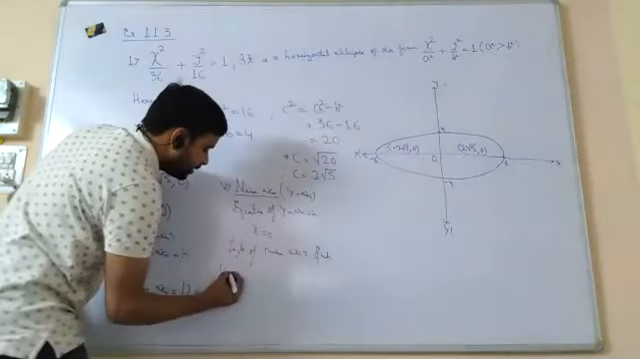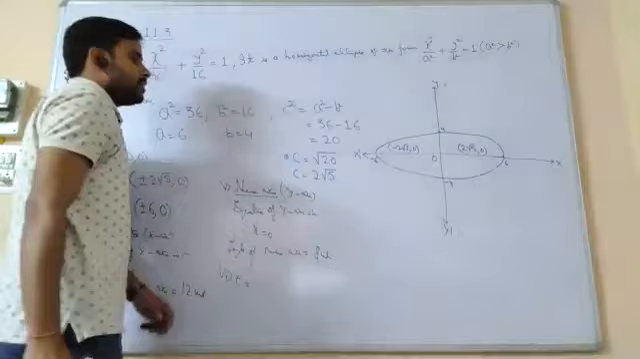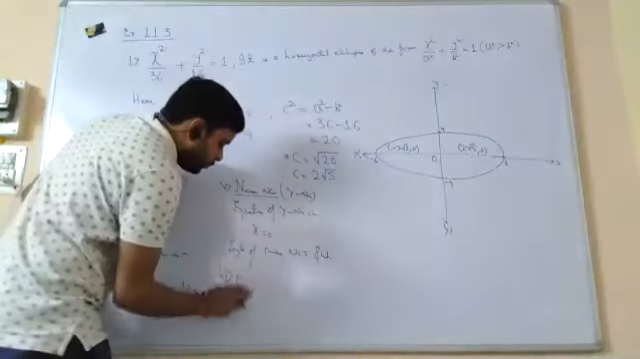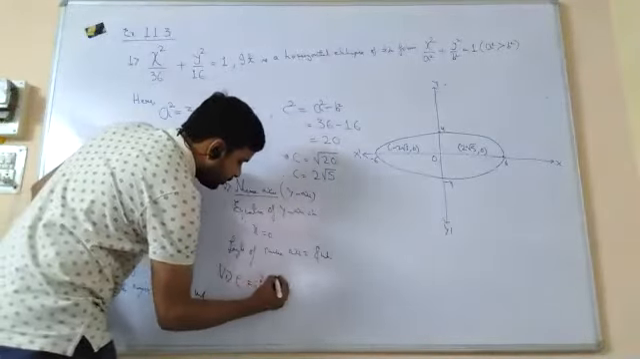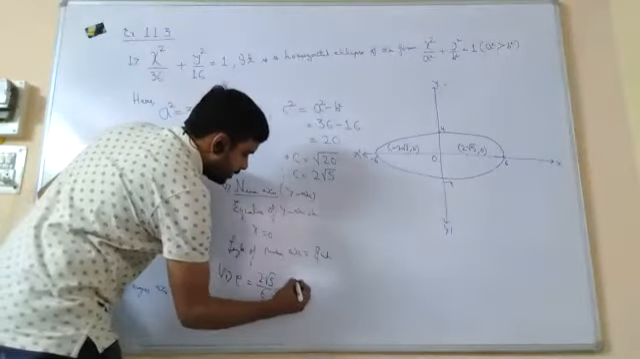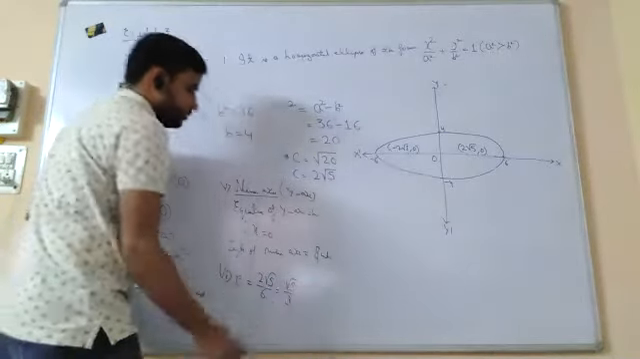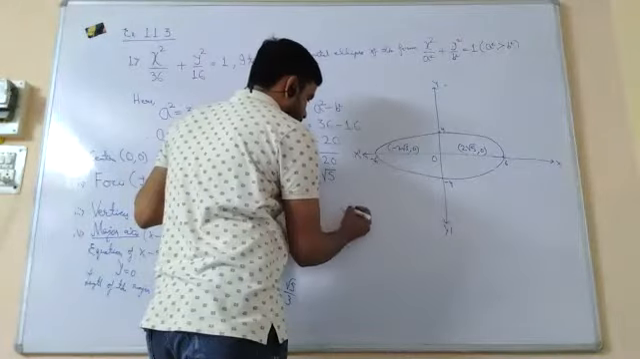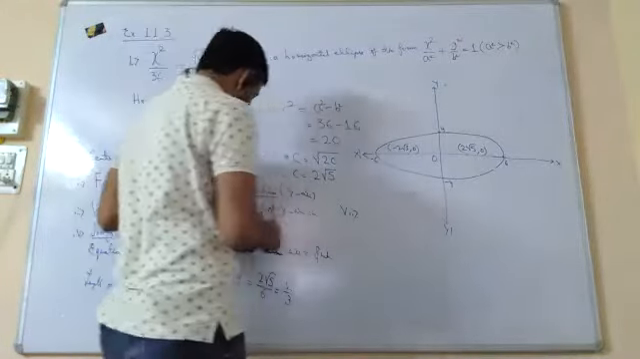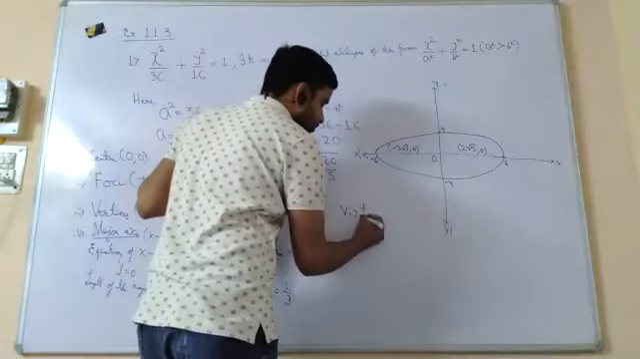Next we have eccentricity. You know, eccentricity is a ratio of c by a. C by a, that is 2 root 5 by a, that is 6. So the answer is root 5 by 3. Next, number 7. 7 is length of the latus rectum.